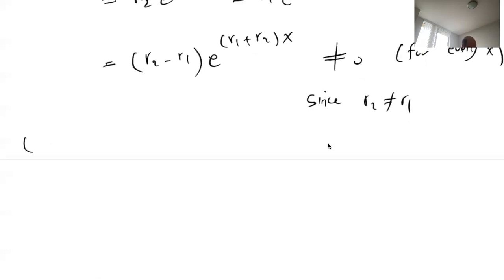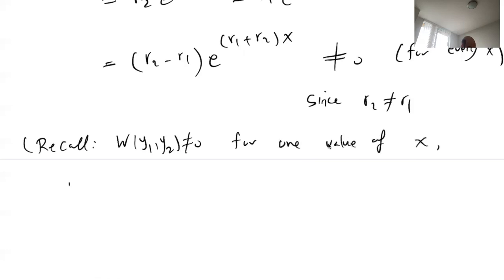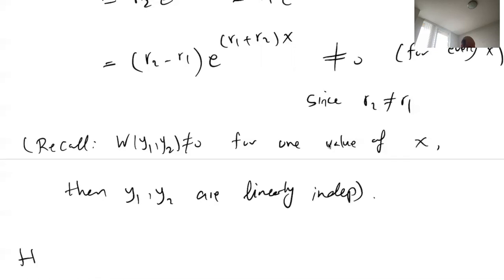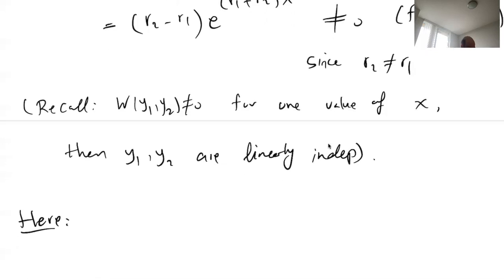Recall that if W of y1, y2 is not 0 for one value of x, then y1 and y2 are linearly independent. So here we can say that y1 and y2 are linearly independent.